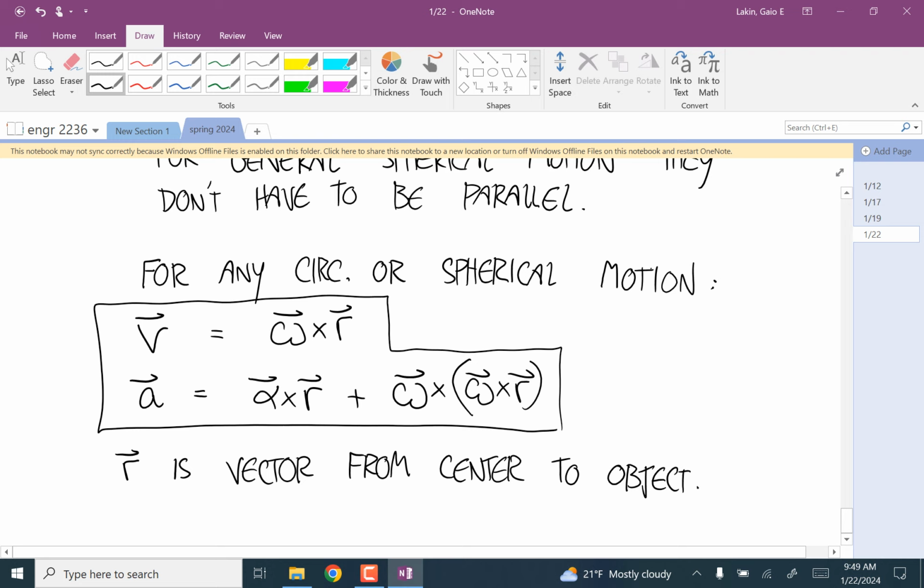Notice that this is just the vectorized form of what you used in Physics 1. This term is the tangential acceleration, and this term is the centripetal acceleration. All the directions work out for you.